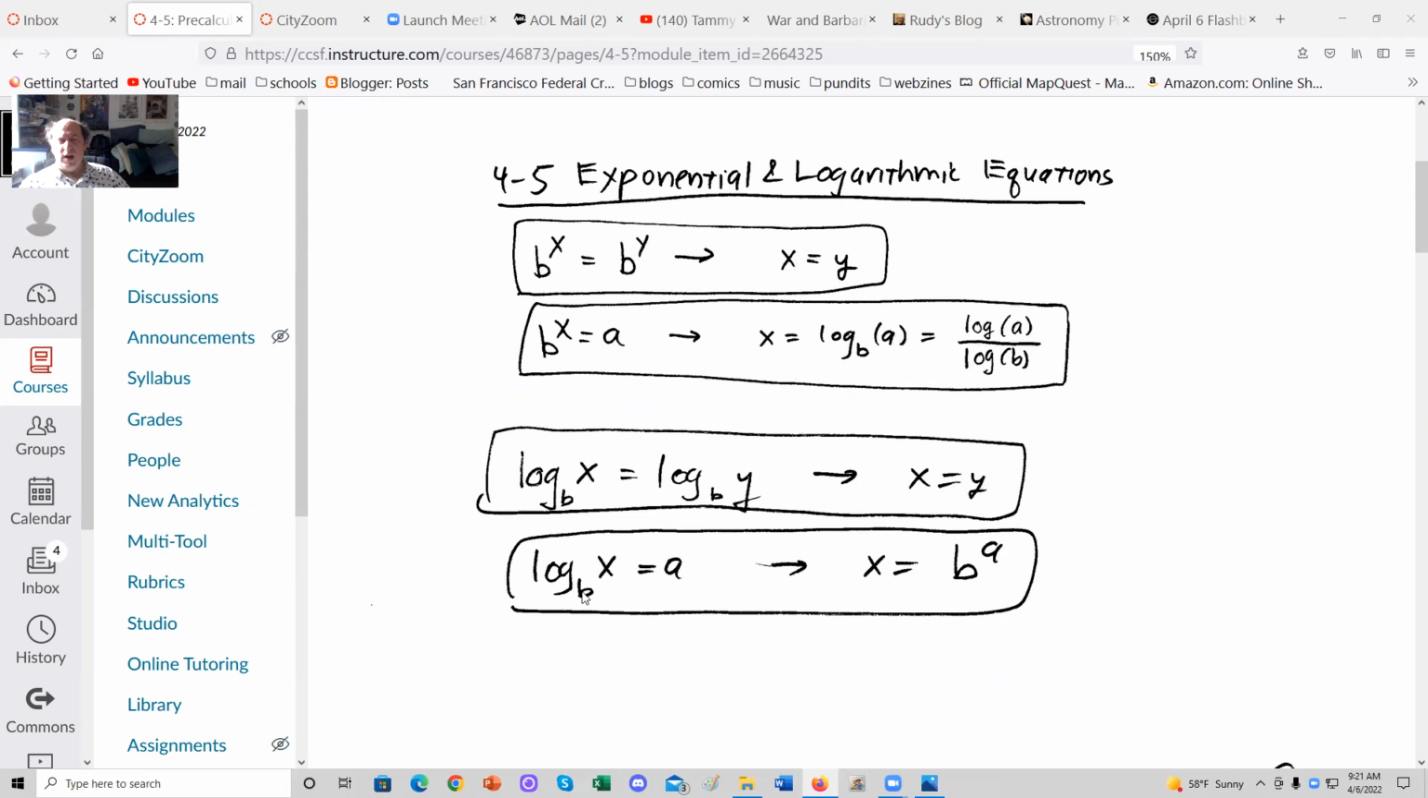Here we have the equation log base b of x equals a. We solve that by raising b to both powers. You get x equals b to the a. So in effect, you transpose an exponential by turning it into a logarithm, and you transpose a logarithm by turning it into an exponential.